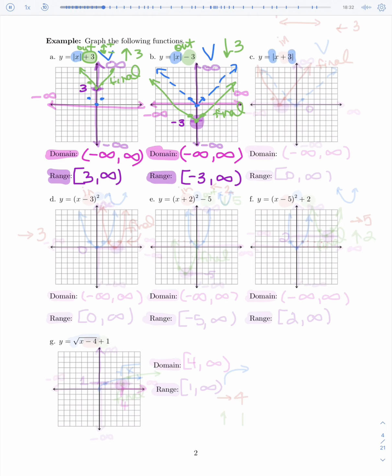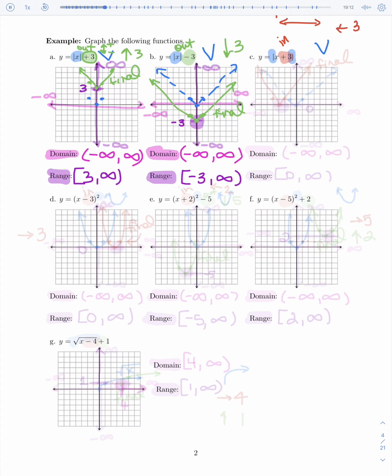Let's take a look at another one. Again, we have the absolute value bars, which means we're still going to have a V shape. The difference with this next one in C, though, is that we have a +3, but this time it's actually inside of the absolute value bars. Because it's inside of the absolute value bars, it's going to be moving us either left or right. Remember, a positive actually moves you left. A negative will move you right. It's opposite of what you would think. So this +3 actually means I'm going to move to the left 3.